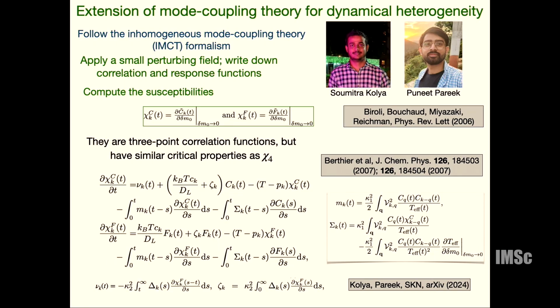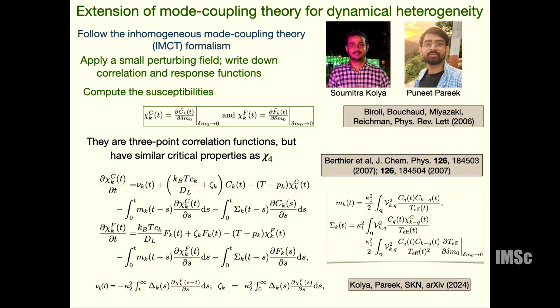Here is the reference. Here we apply a small perturbing field and write down the correlation and the response function in the presence of the field. And from there we compute the susceptibilities, and those are actually 3-point correlation functions, but one can show that they have similar critical properties as the 4-point correlation function. For example, following these two papers, one can show that they have similar critical properties.